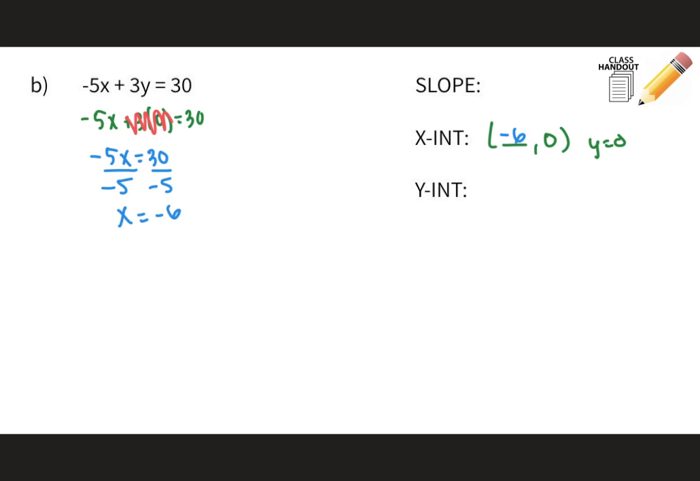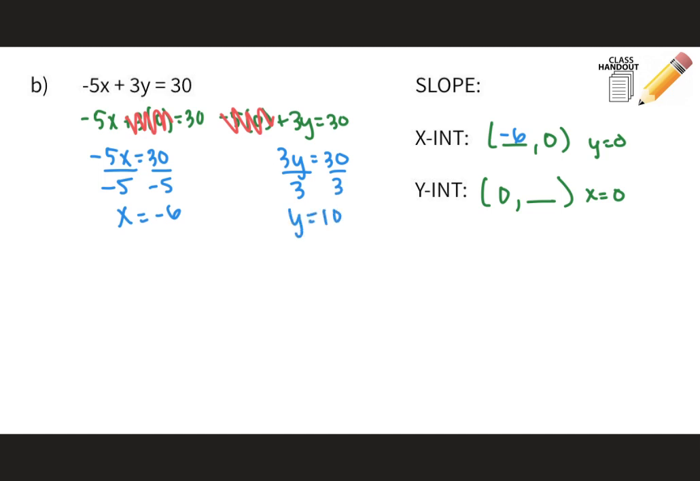And then for my y-intercept, we know it's going to be 0 comma something. So we're going to plug in x equals 0. So it's going to be negative 5 times 0 plus 3y is equal to 30. And we know that anything times 0 is just 0. So we just have 3y is equal to 30. And then we're going to divide both sides by 3. So we have y is equal to 10.